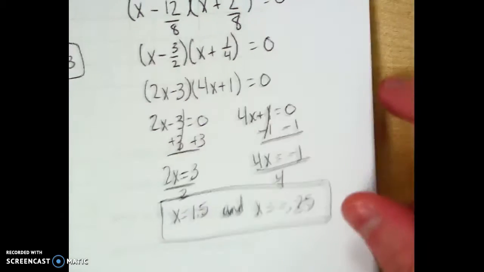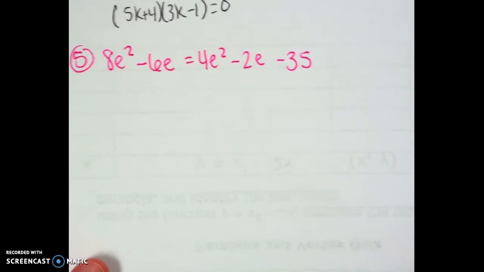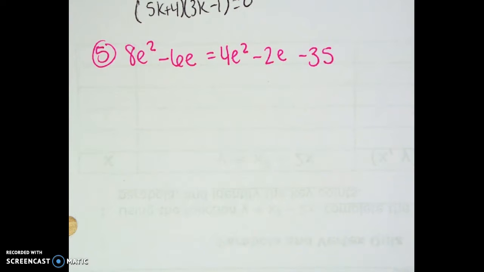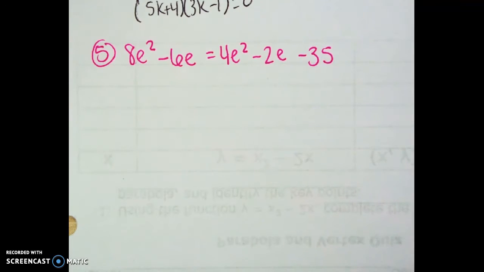Okay, one more. Okay, on that one you're going to have to combine like terms a lot. You can either move this stuff over to this side, or you can move this stuff over there. Depends on how much work you want to do. This would be 2 steps, this would be 3 steps. So go ahead and try it.